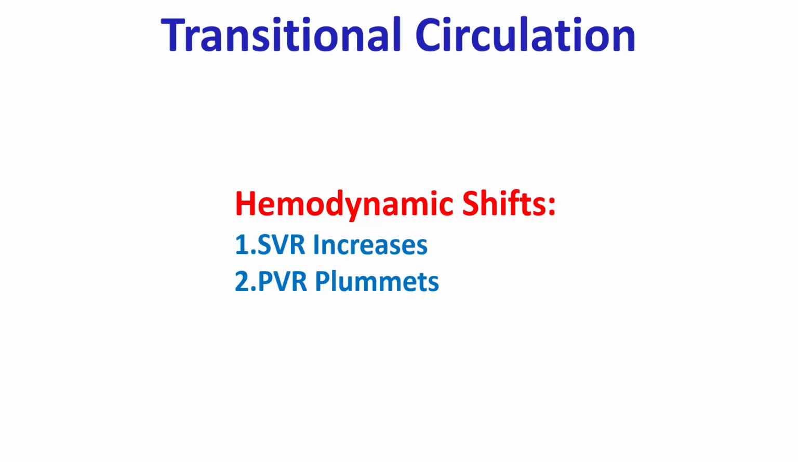Transitional circulation. The transition from fetal to neonatal circulation is driven by two simultaneous dramatic hemodynamic events at the moment of birth: the removal of the placenta and the expansion of the lungs.